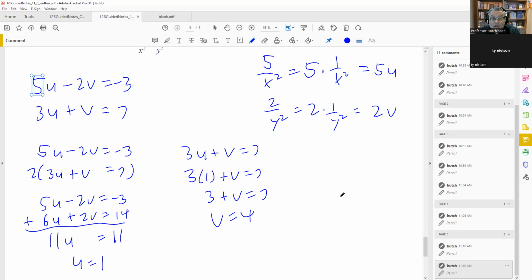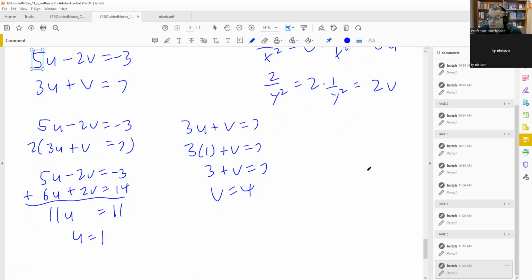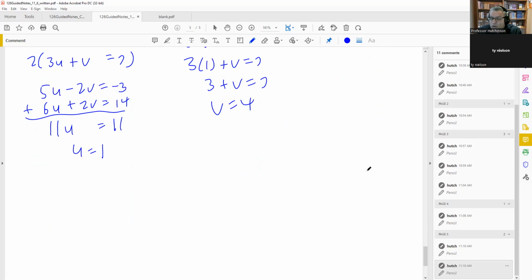Now, these are not the final answers. Even though I get this, my original equations had x's and y's in them, not u's and v's. So I have to use the substitution to put back into each of these to finally get the answer. For instance, the u is the same thing as 1 over x squared, so I'm going to put that equal to 1 there. For v equals 4, that's 1 over y squared equals 4, and I'm going to solve that.